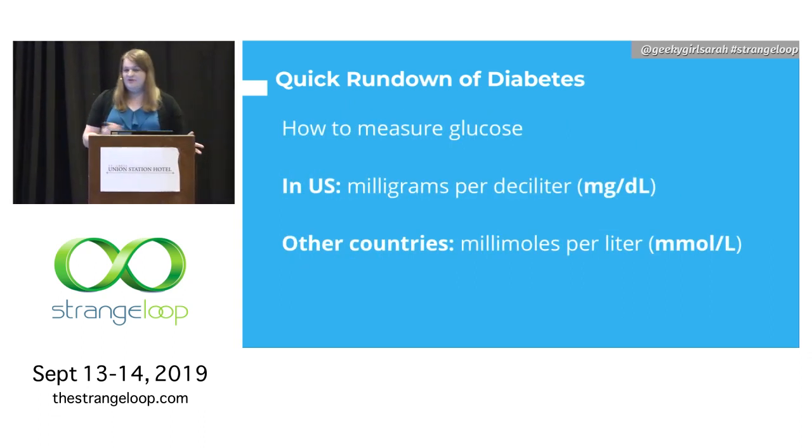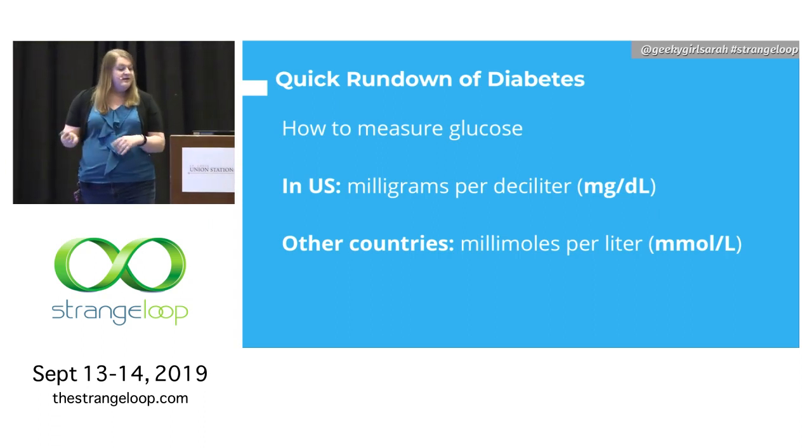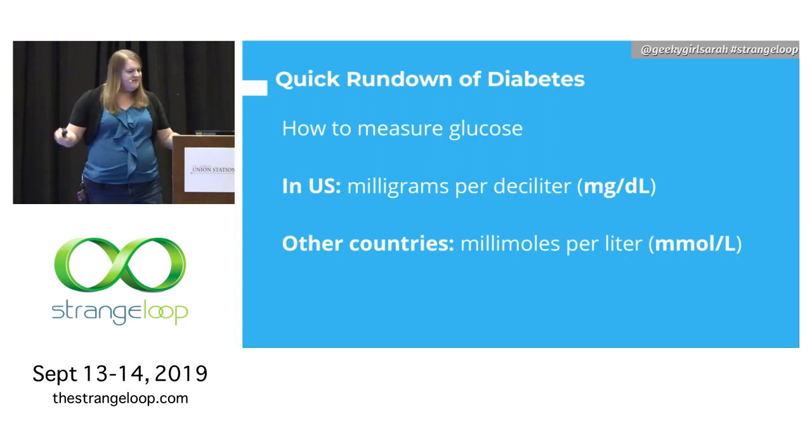So what we do to measure the glucose in our bloodstream, since it's an important issue, in the US we use milligrams per deciliter. And in other countries, they use millimoles per liter. So I'm going to stick with the US system just for a solid basis.